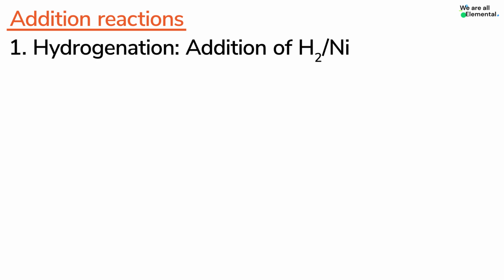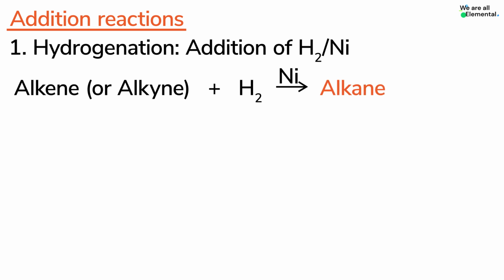Regarding addition reactions, unlike substitution reactions in alkanes, no hydrogen atoms are substituted. The double bond simply breaks and atoms add on to the alkene or alkyne. For example, hydrogenation, which is the addition of hydrogen in the presence of nickel or platinum or palladium as catalyst. Here, the alkene or alkyne adds on a molecule or 2 of hydrogen to form an alkane.